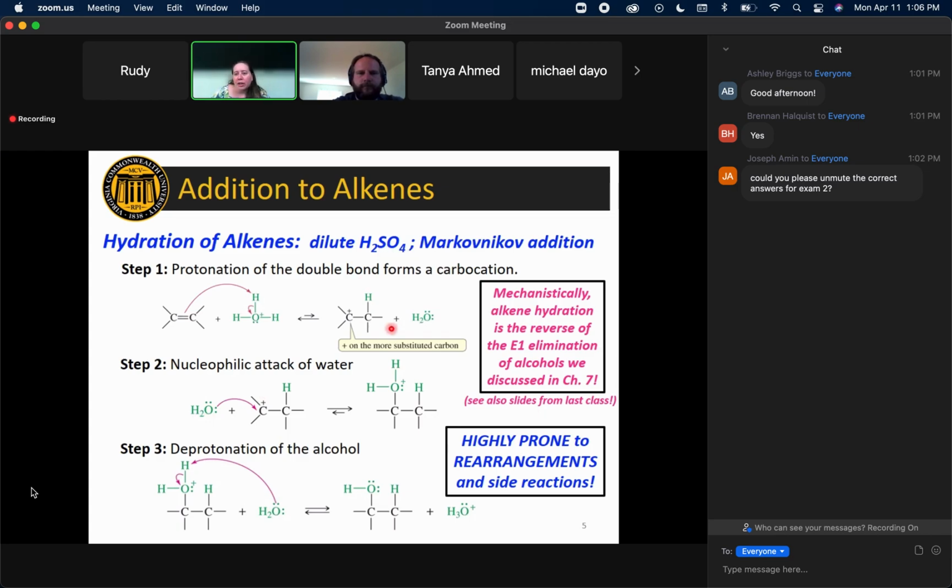It's actually pretty harsh and can do damage in other parts of the molecule if you have any sensitive pieces in your molecule. So because of this, we as chemists are going to try to figure out a separate way to effectively add water across a double bond in a Markovnikov fashion, but without using sulfuric acid and without generating a carbocation intermediate.